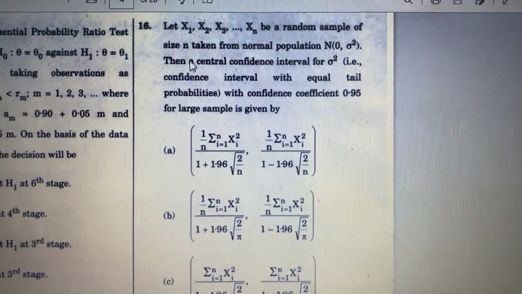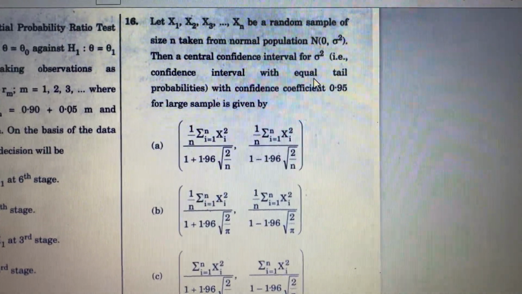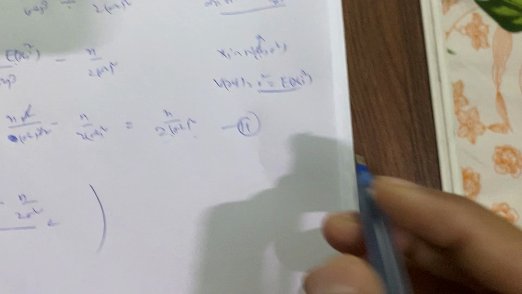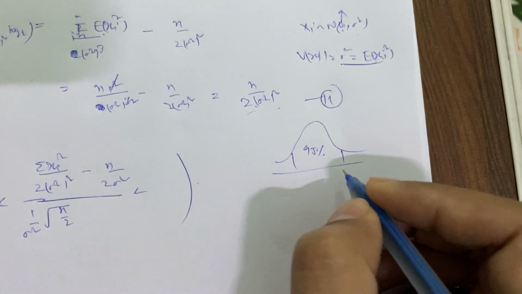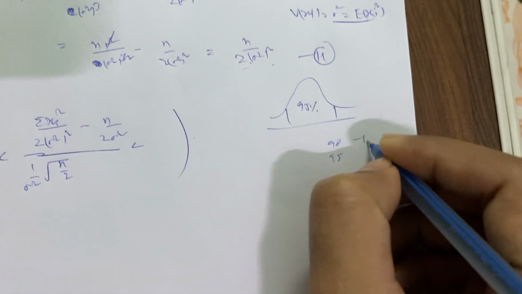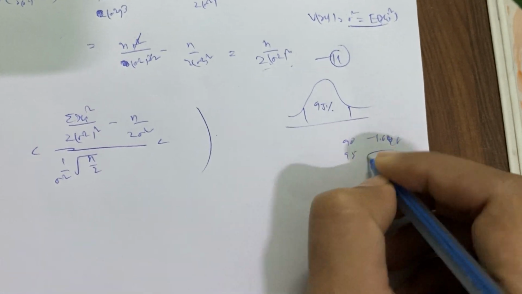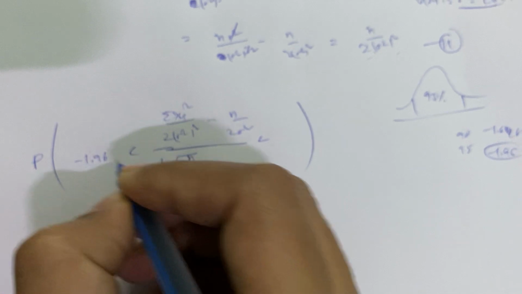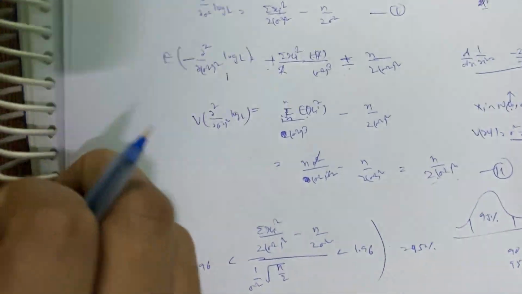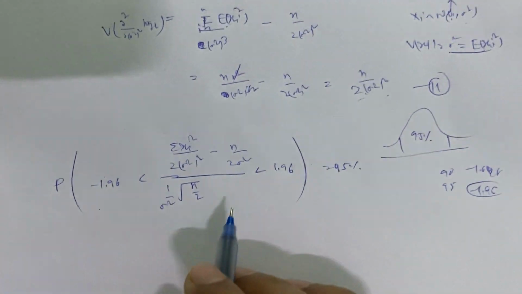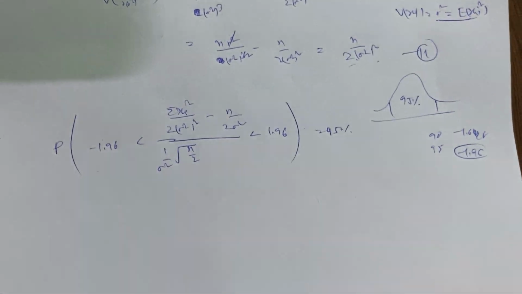Now in the question it is written that the central confidence interval, that is a confidence interval with equal tail probabilities. Okay, so suppose the normal distribution is like this, so there is an equal tail, and the confidence coefficient is 95%. So for 95%, the value is given by 1.96. So 1.96 corresponds to 95%.